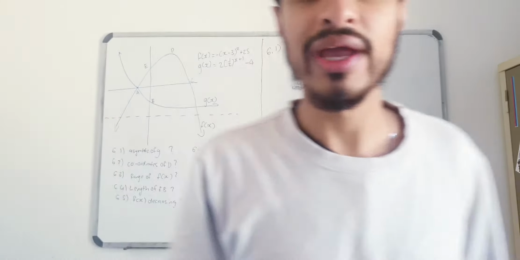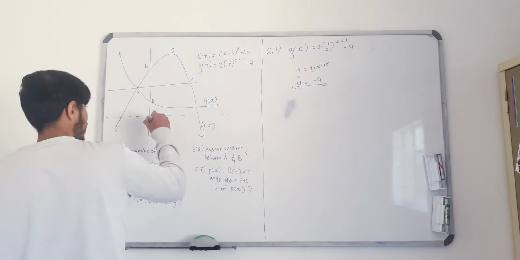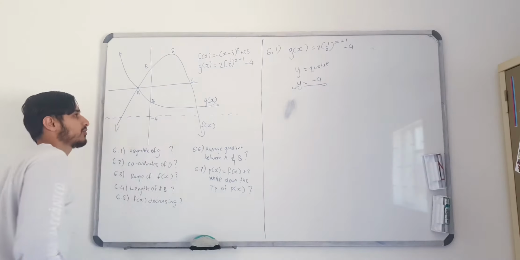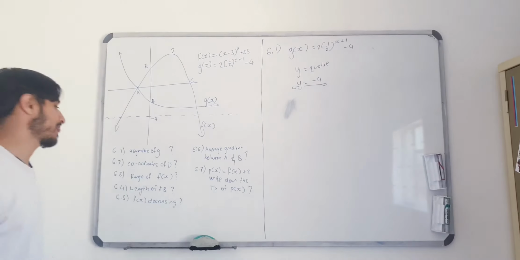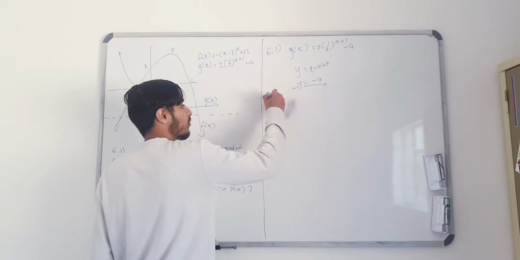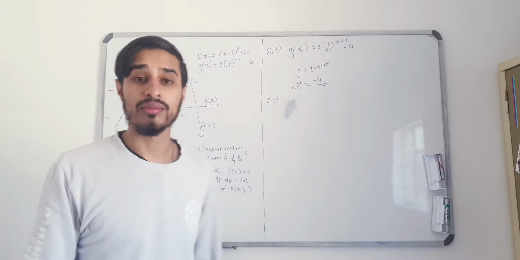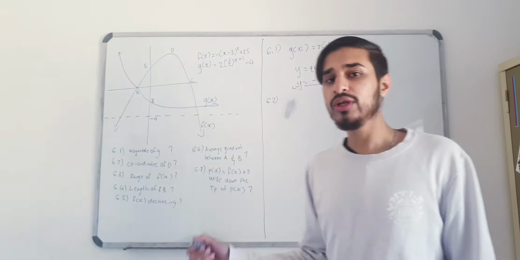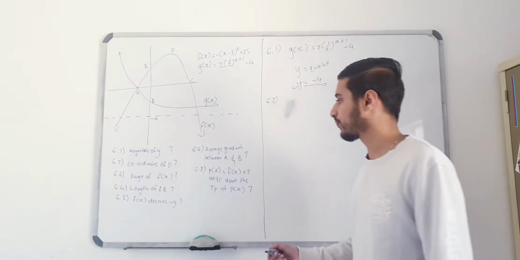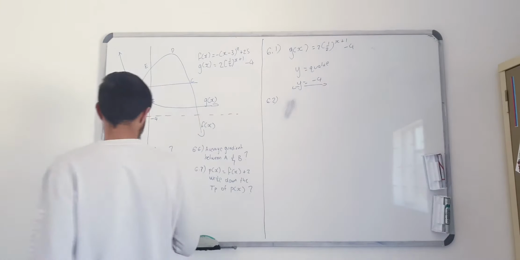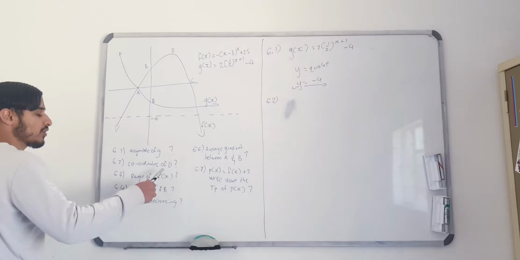Now you can go ahead on your graph that you've written here and say that it's at the point of minus 4. Lovely. So 6.1 is now complete. Let's have a look at the next type of question that we're talking about with regards to this here. So we're looking at 6.2. 6.2 says, give me the coordinates of D.